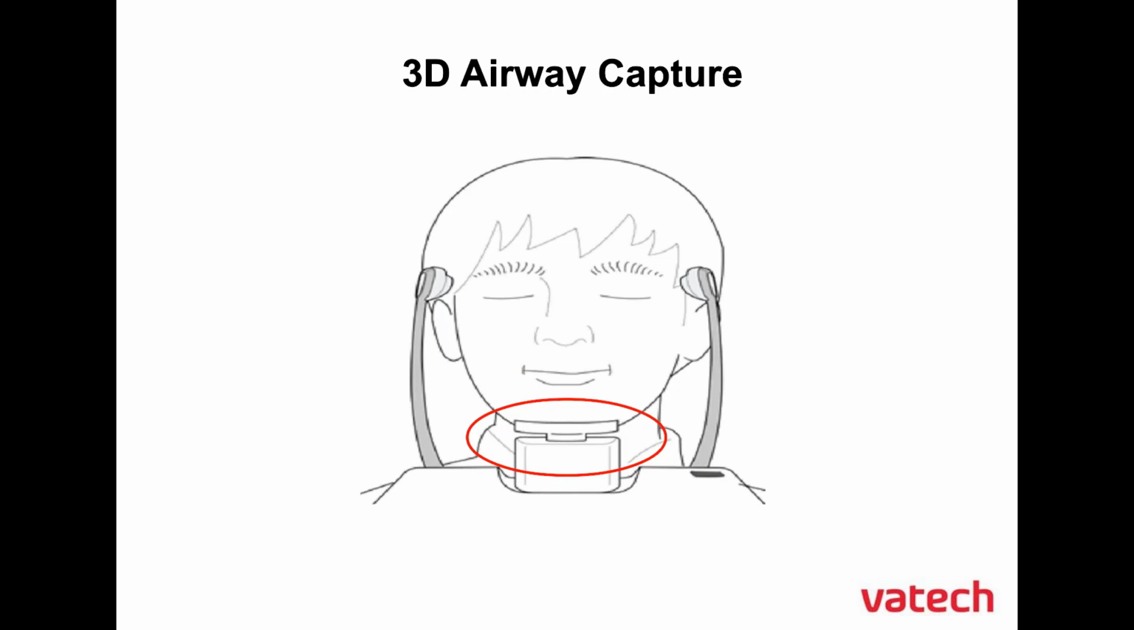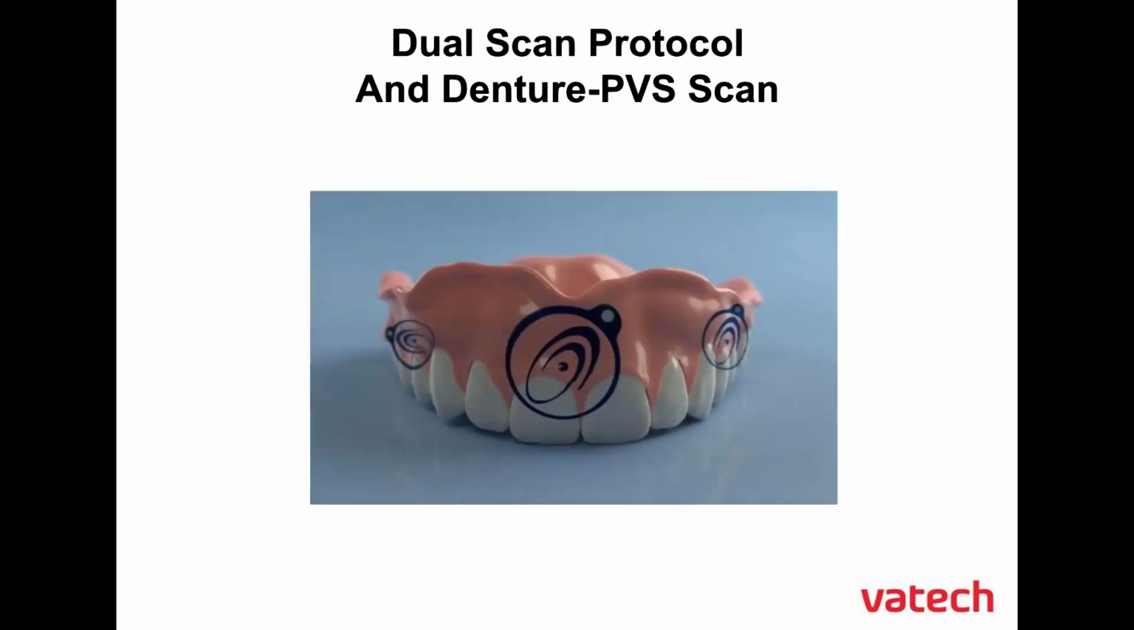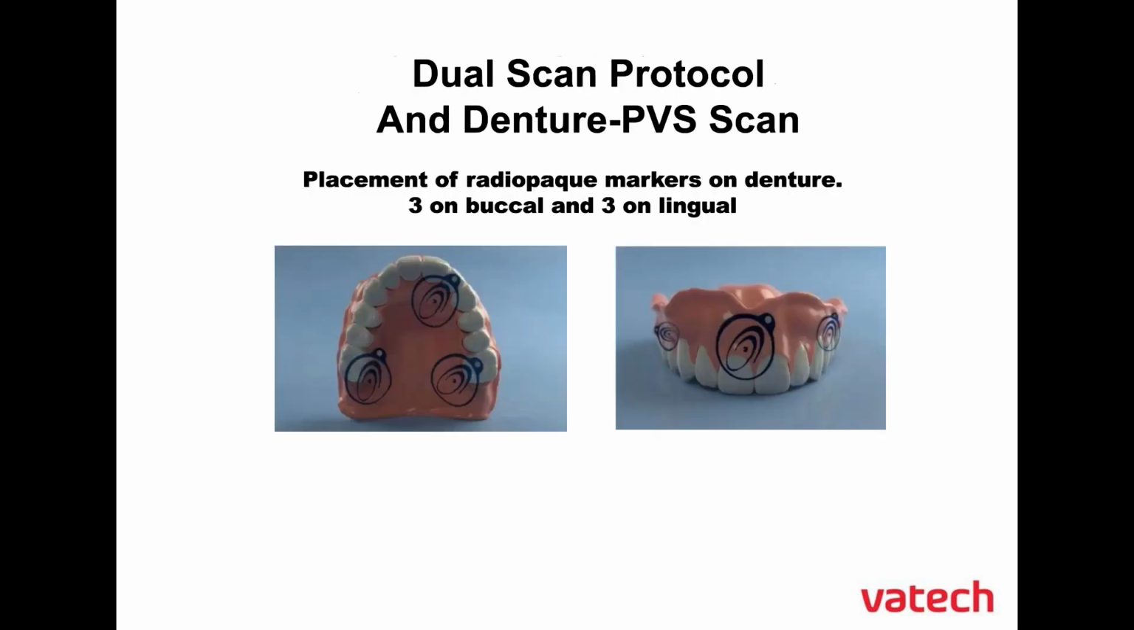Right. Yeah. Well, you want to take us through one of our topics that we're going to talk about today, or the next topic, I should say, is our dual scan protocol, maybe scanning dentures and patients there. Yeah, so we have our three radiopaque markers on the denture, three on the buccal, three on the lingual, and I believe they're SureMark. Yeah, a lot of offices and some of our labs use these SureMark markers, and then you can see how we have those placed on the denture itself.